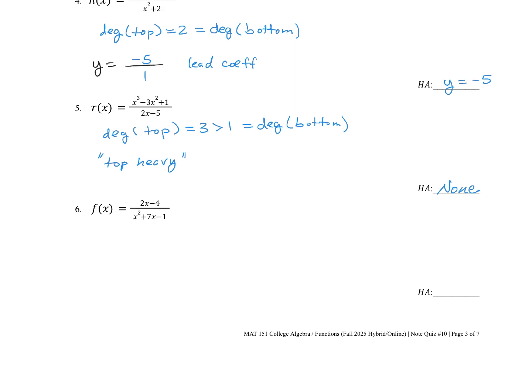For this last one, you will notice that the bottom is larger. It's an x squared, second degree, and the top is linear or first degree. So in this case, the degree of the top, which again is 1, is less than 2, which is your degree of the bottom of the fraction. So this is sometimes called bottom heavy. And in this case, the answer is always y equals 0.